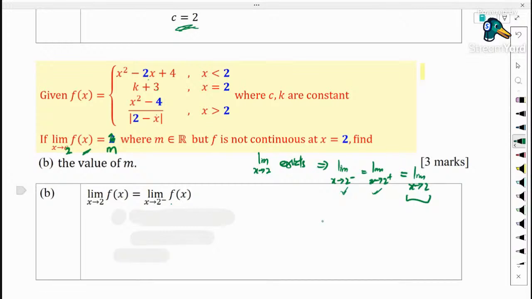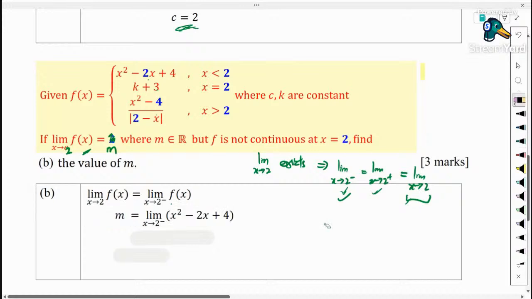As we see from the properties here, the two are the same. So the limit as x approaches 2, according to the question, is m. Calculate the limit as x approaches 2 minus of f(x), which is, I substitute 2 into the function, the first function. So I will have the result m equals 4. So there goes the answer for m.